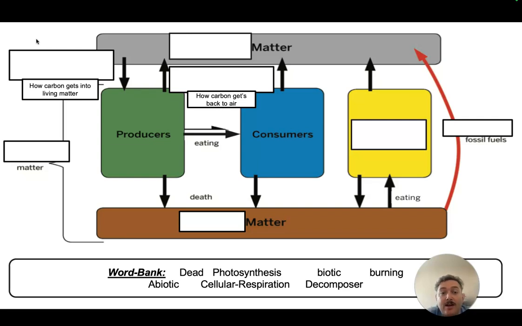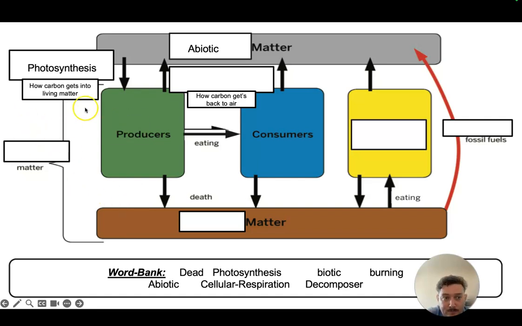Okay, let's check our word fill here. So on the top, we're going to go from top to bottom, left to right. On the top, we should remember abiotic matter is all the non-living things in the ecosystem, in the air. So that's why it's on the top. Moving over to the top left, how carbon gets into living matter. If you remember from chapter 1, that is photosynthesis.